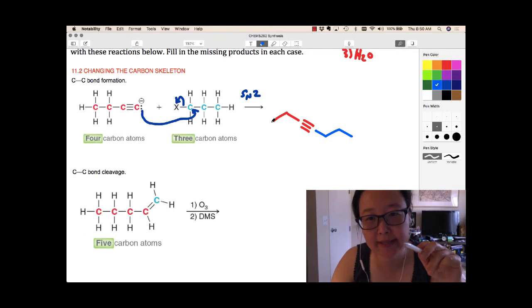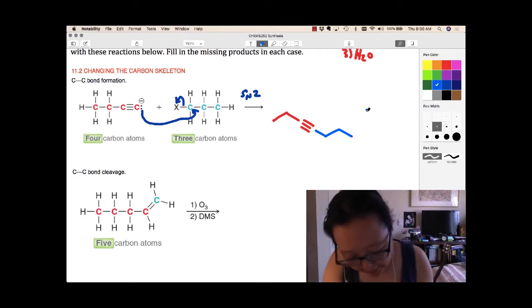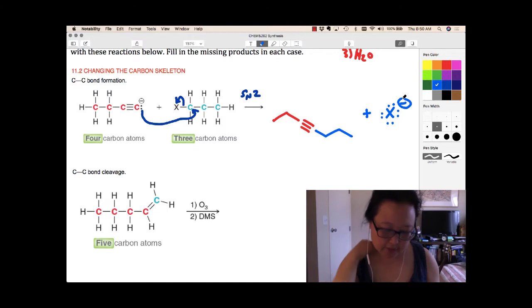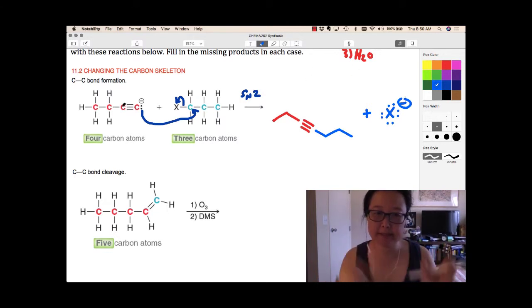4 plus 3 is 7. 1, 2, 3, 4, 5, 6, 7. And then I also have a halide ion floating around after that. Okay, so that's just an SN2 reaction. Notice that I've got a 7 carbon product coming from 2 pieces here.